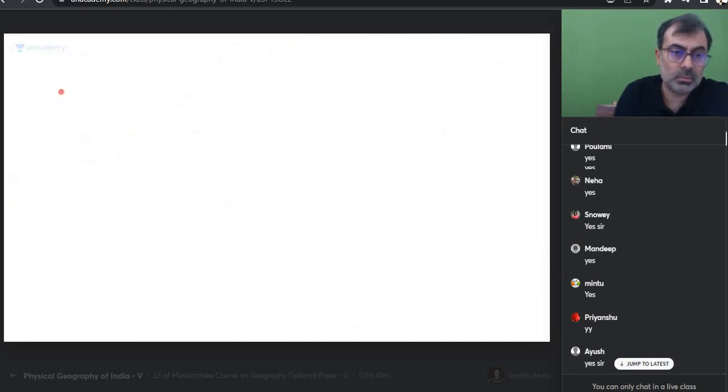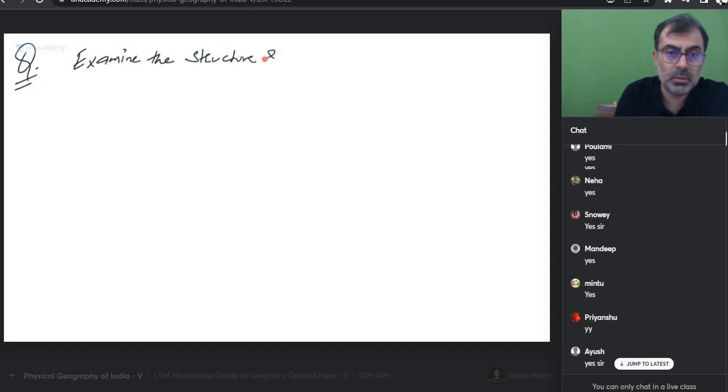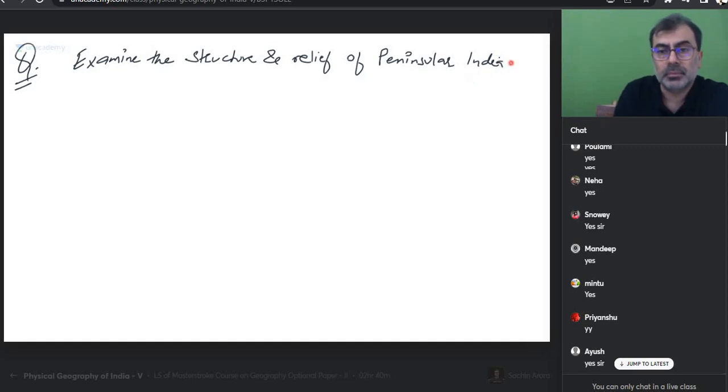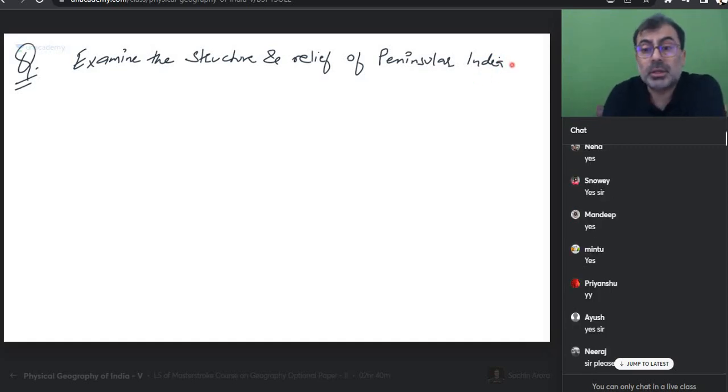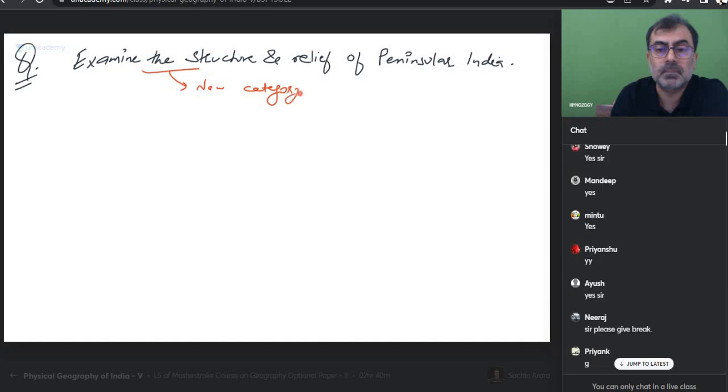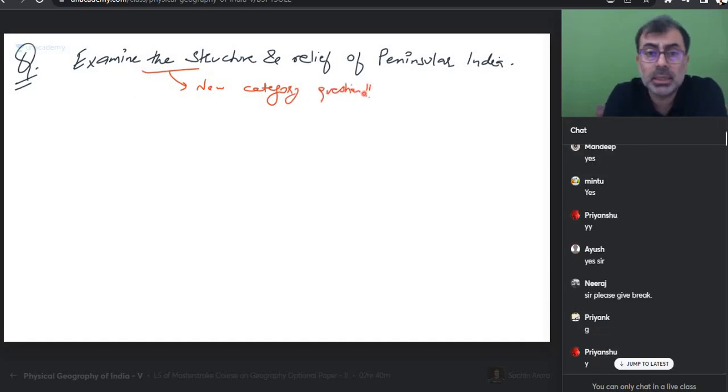One question. Examine the structure and relief of peninsular India. Now, this is not outline the geological history. Can you see this is a new category of question? Do we need to give the geology? No, not needed now. Do we need to give the timeline? No. What is asked? A and B.